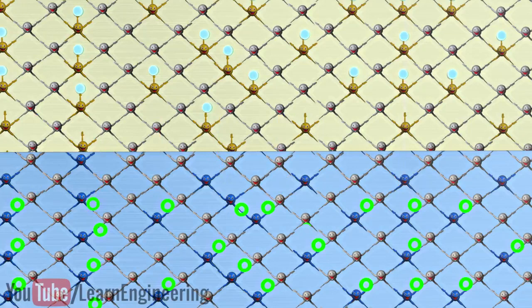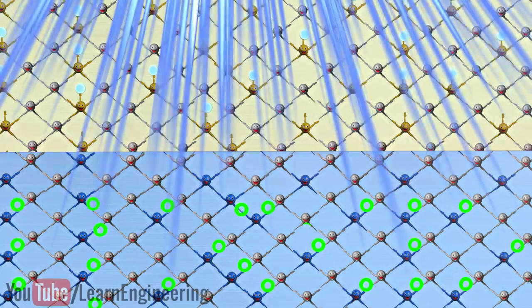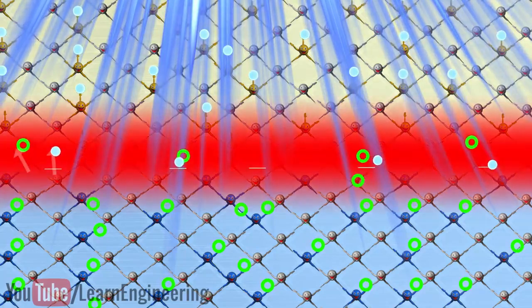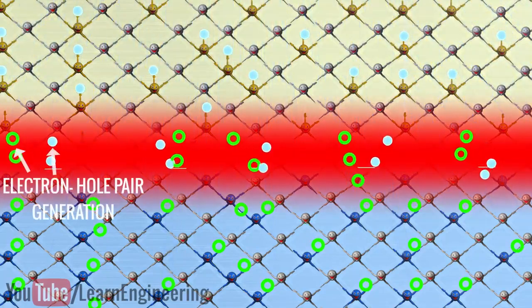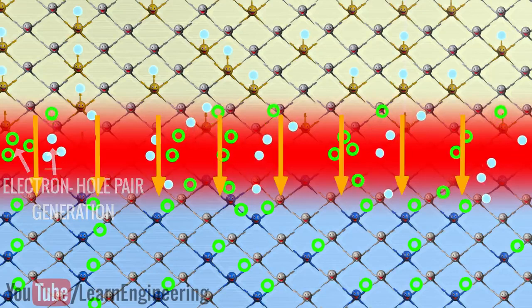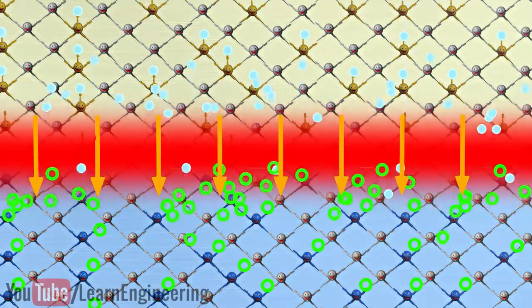When the light strikes the p-n junction, something very interesting happens. Light strikes the n region of the PV cell, and it penetrates and reaches up to the depletion region. This photon energy is sufficient to generate electron-hole pairs in the depletion region. The electric field in the depletion region drives the electrons and holes out of the depletion region.